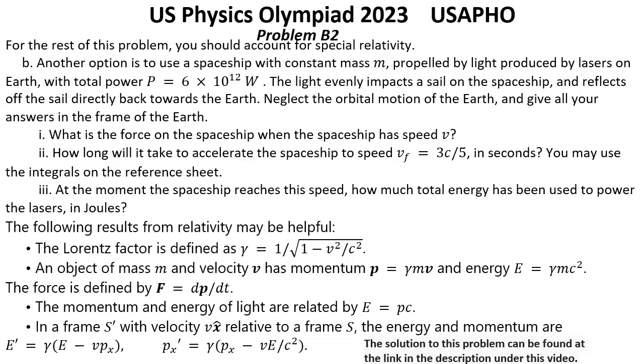Third, the momentum and energy of light are related by E equal pc. Fourth, in the frame S prime with a velocity v along x relative to frame S, the energy and momentum are E prime equal gamma multiplied by E minus v px, and px prime equal gamma multiplied by px minus vE over c squared.